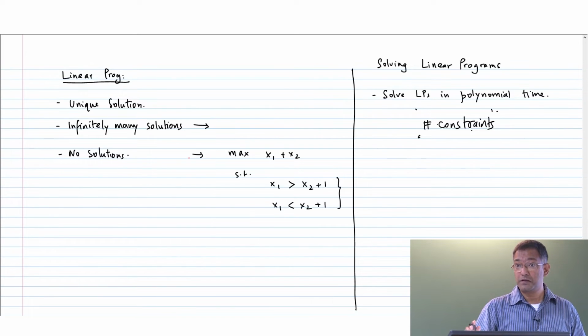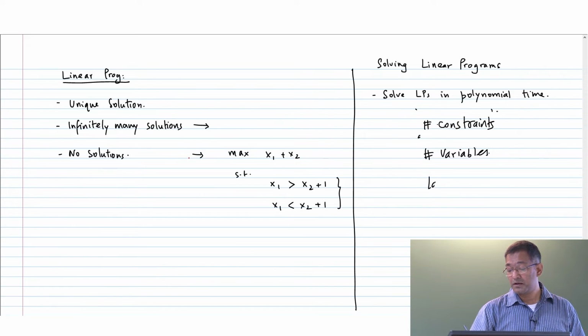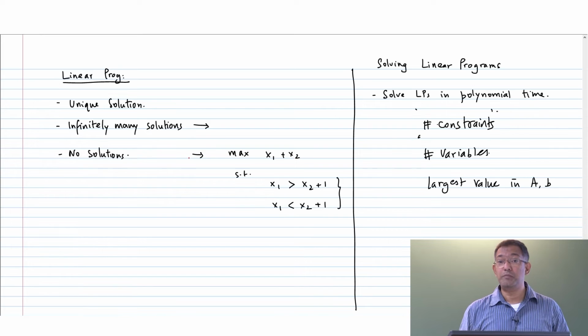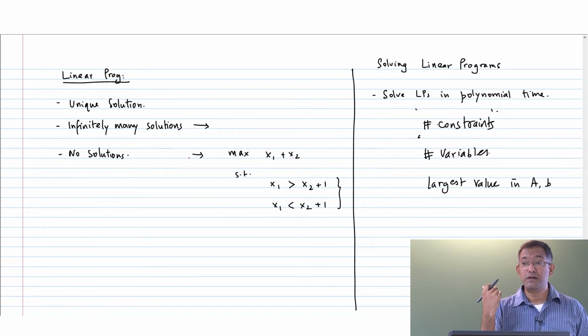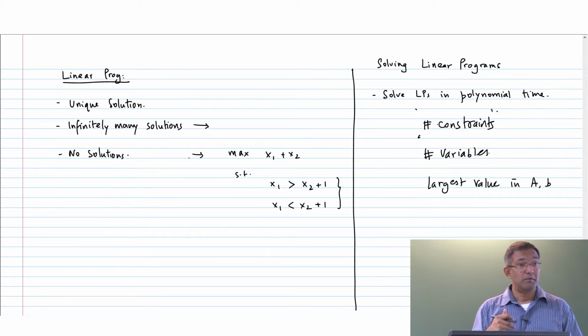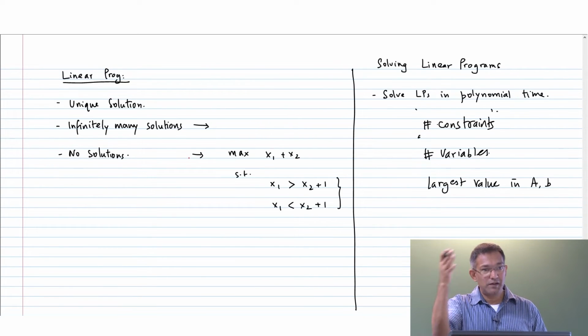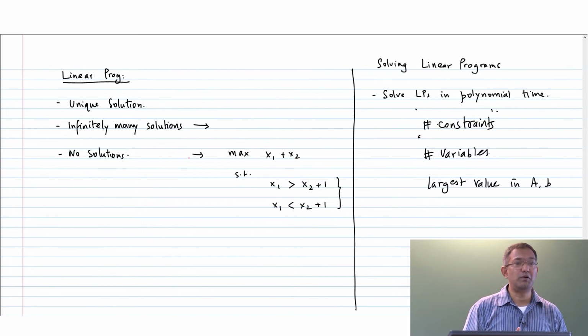This is bigger and this is better. Okay, number of variables and the largest value in these A and B. So, it is not strongly polynomial time. The running time depends on the size of the numbers in the constraint matrix. However, for our purposes, the kind of linear programs that we will see will have very small values in the entries of the constraint matrix, and therefore, our algorithms will run in polynomial time.